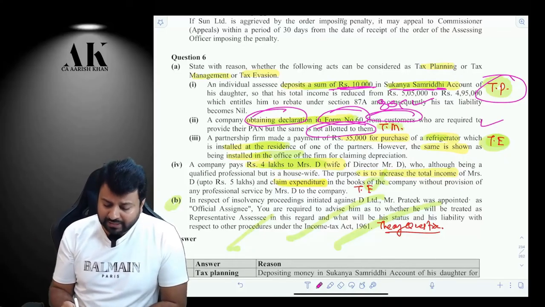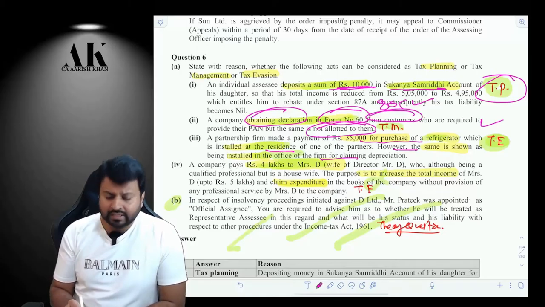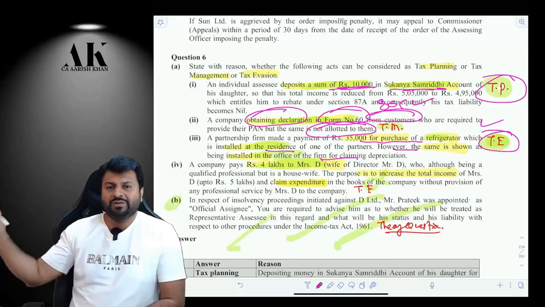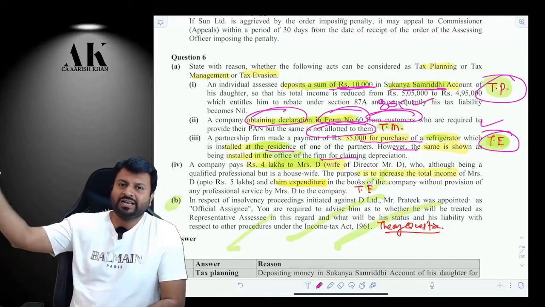Third one, the company is purchasing a refrigerator and it is installed in the residence of the partners. But they are showing that it is in the office. So they are making a clear tax evasion case. You are buying a refrigerator in the name of the company and showing it in the books of the company, but you are using it at the home of the partner.